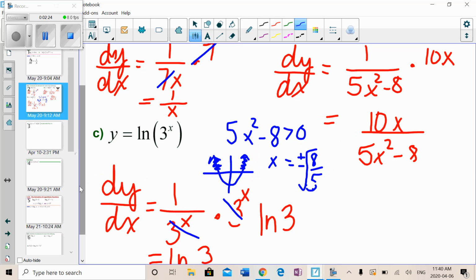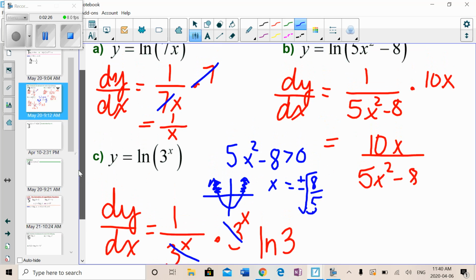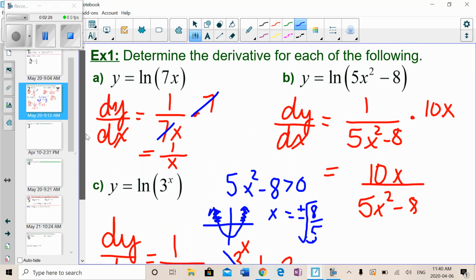If you were trying to solve for x, you should always watch your restrictions. So if you solved this and you got x equals 0 or something, then obviously that would not be in your domain, because your domain is only things greater than root 8 over 5 or less than negative root 8 over 5.